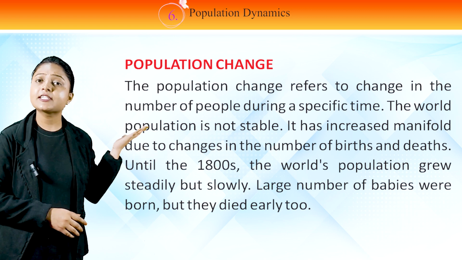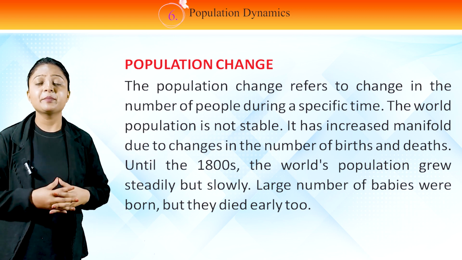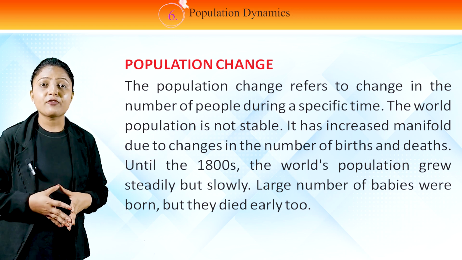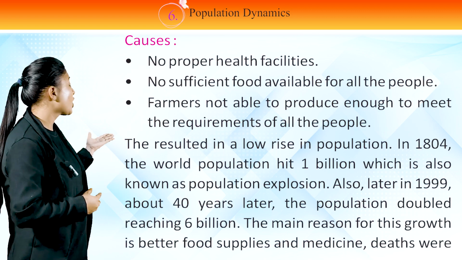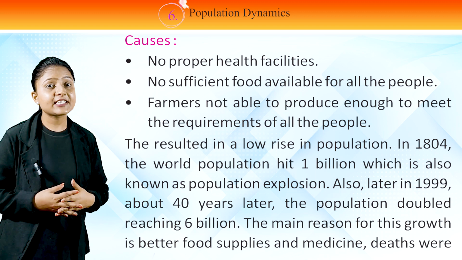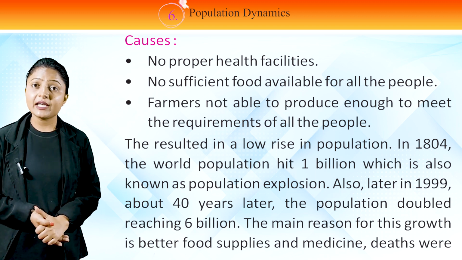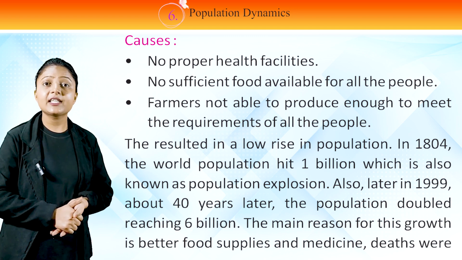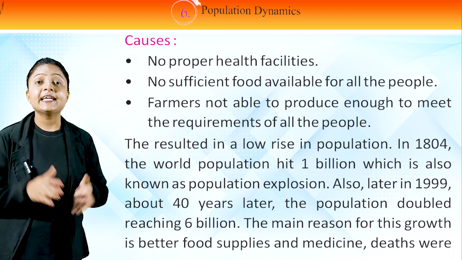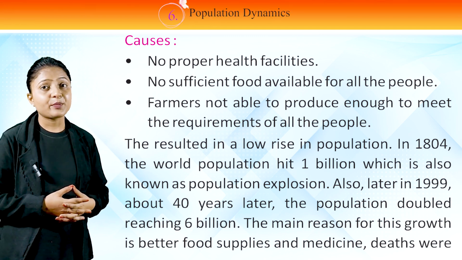Until the 1800s, the world's population grew steadily but slowly. A large number of babies were born, but they died early too. Causes: no proper health facilities, no sufficient food available for all the people, farmers not able to produce enough to meet the requirements of all the people. This resulted in a low rise in population.